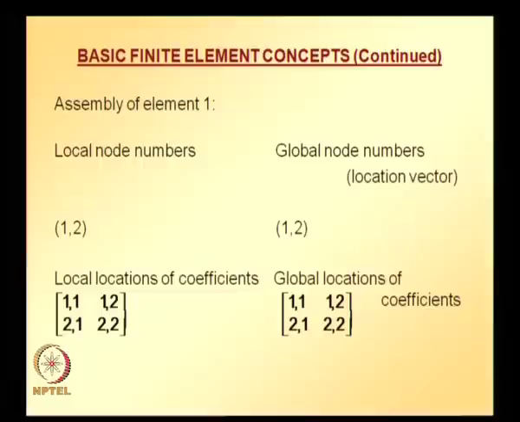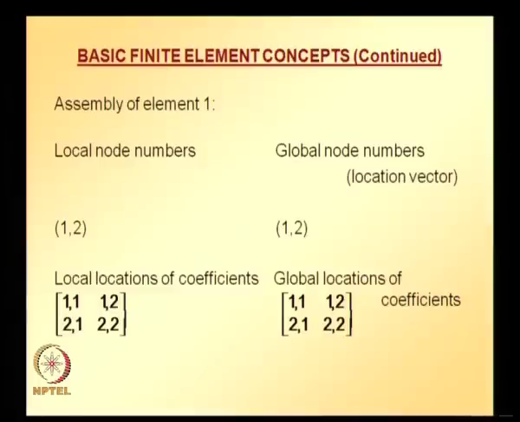Local node numbers 1 and 2 correspond to global node numbers 1 and 2. So local locations of coefficients and global locations of coefficients are related in this manner. Whatever you have locally for element 1, whichever is there at the 1 1 location goes into the global equation system at 1 1, whichever is there at 1 2 goes into 1 2, similarly the rest. Okay. So now let us look at element assembly for element 2.